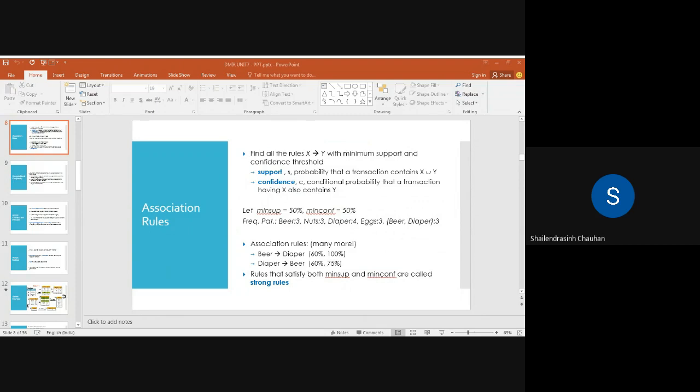The other rule is diaper implies beer. So whichever customers are visiting the store and purchasing diaper, you are 75% sure that along with diaper, they will also purchase beer. So you can say that in 75% of the transactions with diaper, they are also purchasing beer. We'll see this with one example so that you can get it more clearly. Let us try to understand this support and confidence with one example.